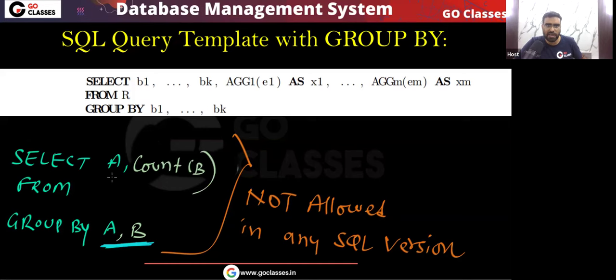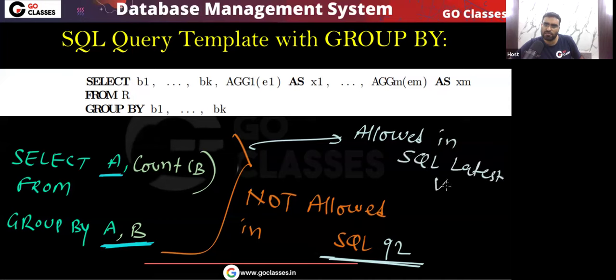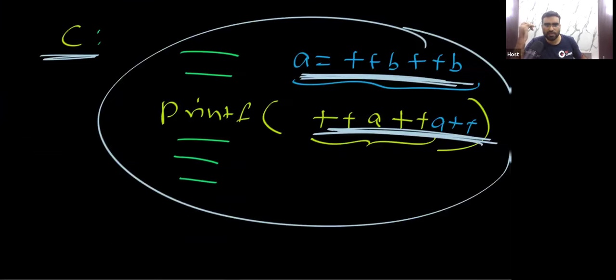But I'm putting AB here, and I'm only putting A here. Then this is not allowed in SQL 92. In SQL 92, this is not allowed. It is allowed in SQL 99. It is actually allowed in other, latest SQL versions. But from the GATE exam point of view, we stick to SQL 92. This is for GATE. Is this clear? Let's move on now.